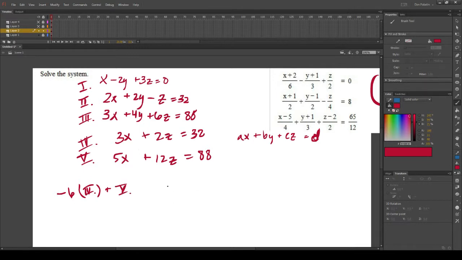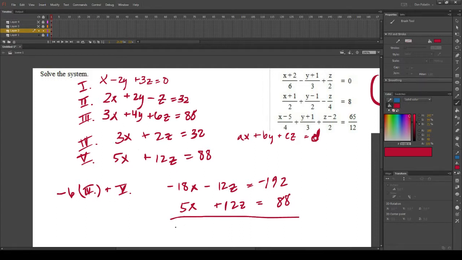So negative 6 times the first one is going to be negative 18x minus 12z, and 32 times 6, I'm just going to use a calculator for this one. So 32 times negative 6 is negative 192. Okay, and I'm going to add it to the other one. So 5x plus 12z is equal to 88. Add these guys up, so this is what we have, negative 13x. These get rid of each other. And then, let's see, negative 192 plus 88 is equal to negative 104. If I divide both sides by negative 13, I get x is equal to 8.